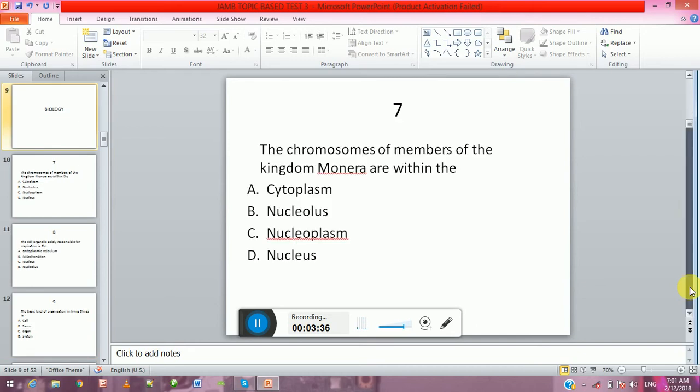Biology. The chromosomes of members of the kingdom Monera are within the A. Cytoplasm. B. Nucleolus. C. Nucleoplasm. D. Nucleus.